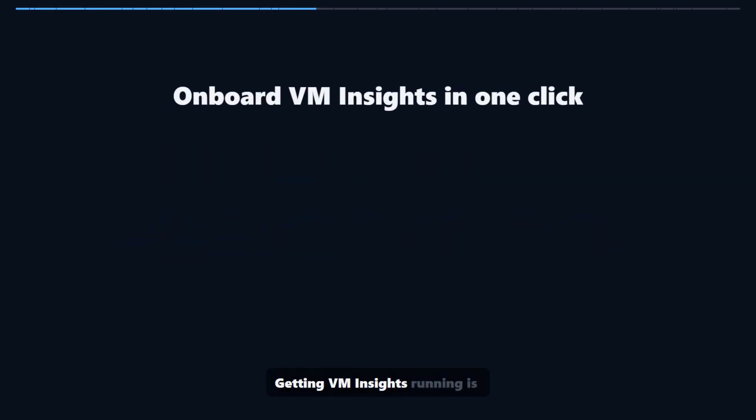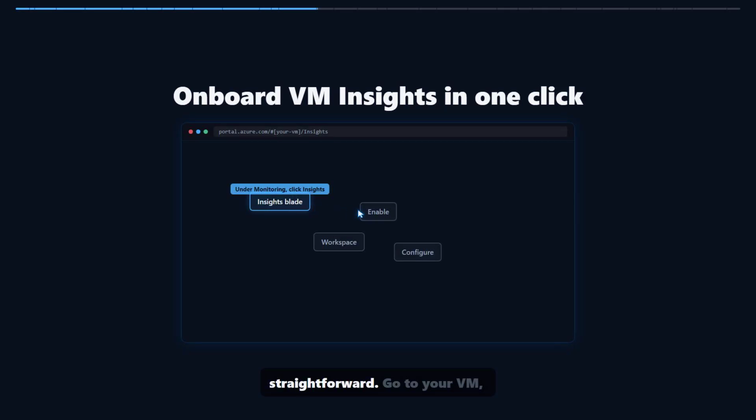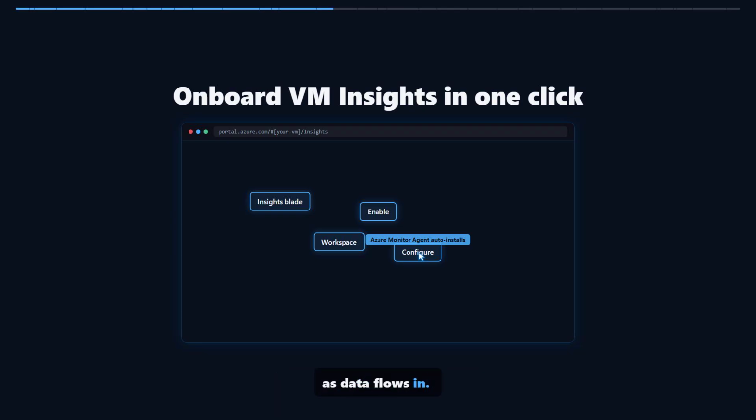Getting VM Insights running is straightforward. Go to your VM, under Monitoring, click Insights, then hit Enable. The wizard lets you pick an existing Log Analytics workspace or create a new one. Click Configure, and the Azure Monitor agent installs automatically on the VM. After a few minutes, the Performance tab will start showing charts like CPU, memory, and disk as data flows in.